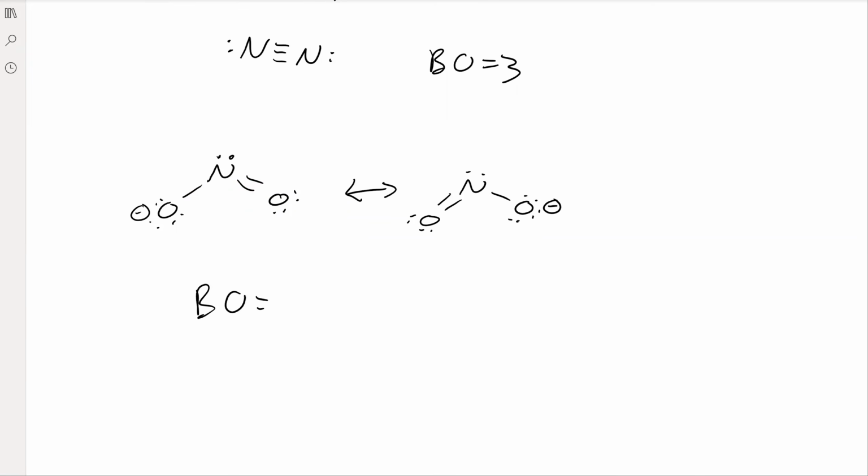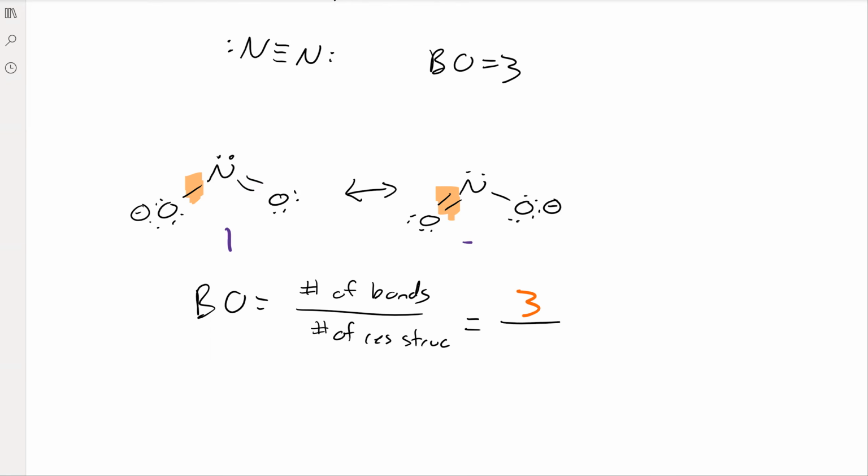So the bond order can be calculated a number of different ways, but one of them is to take the number of bonds and then divide by the number of resonance structures. So for example, you would take a look at only one nitrogen-oxygen bond. So here's one bond, and then here's two bonds. 1 plus 2 is 3. So we have 3 total bonds between that nitrogen and that oxygen. And then we have 1, 2 resonance structures. So divide by 2, and then we get 1.5, right?